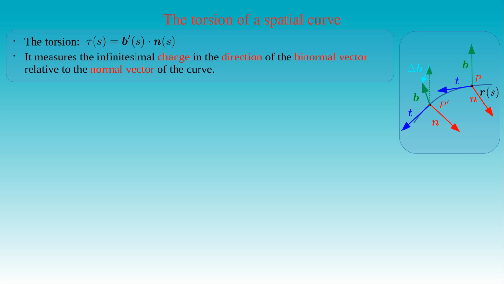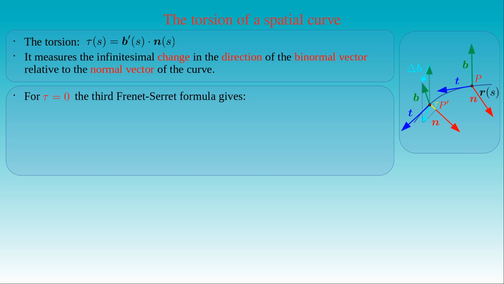If we translate the vector delta b into the point P', we can project it onto the normal n, and denote the length of this projection with tau. If the function tau vanishes, then the third Frenet-Serret formula implies that the derivative of the binormal vector b vanishes in the direction of the normal vector as well. This is represented by the vanishing projection of the difference vector delta b onto the normal direction in the figure.